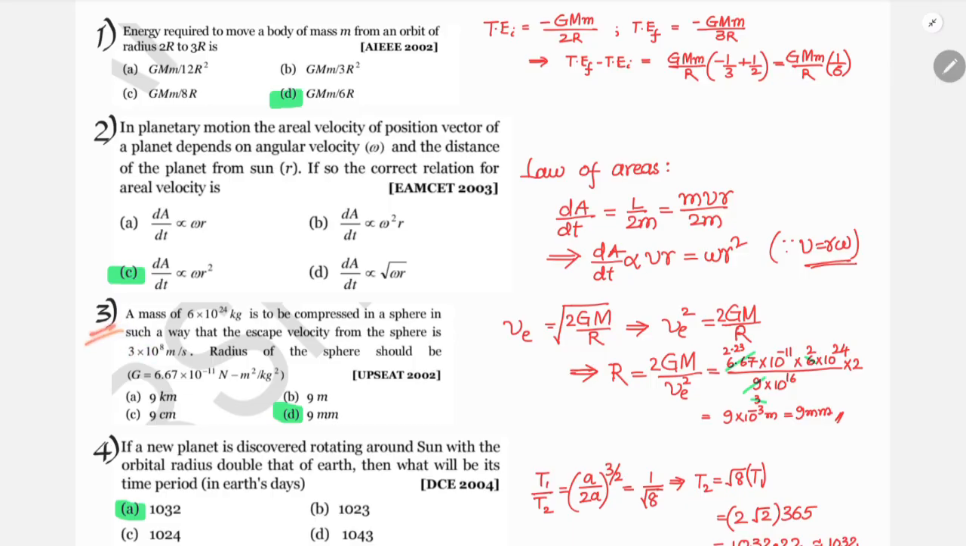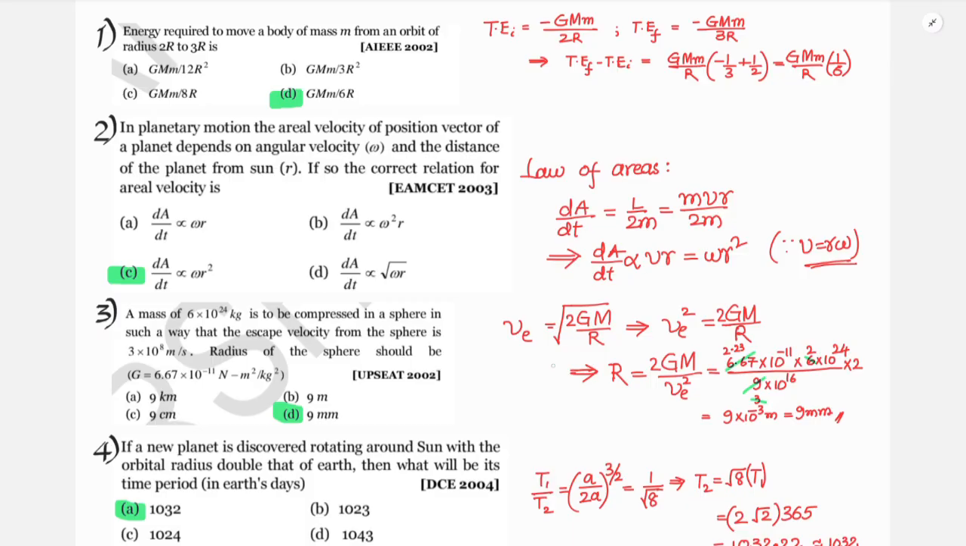Now come to the third one. What is it clearly mentioning? A mass of 6 into 10 power 24 kg. Remember, this is basically the sun mass. It is to be compressed into a sphere in such a way that the escape velocity from the sphere is 3 into 10 power 8 meter per second. If any particle is given this much huge velocity, then only it can come out. Otherwise no particle can escape from that.